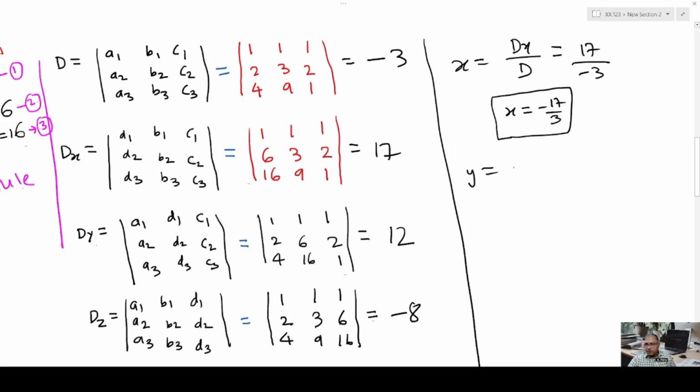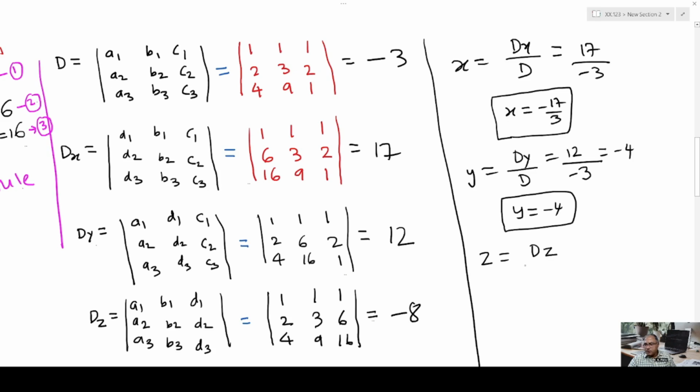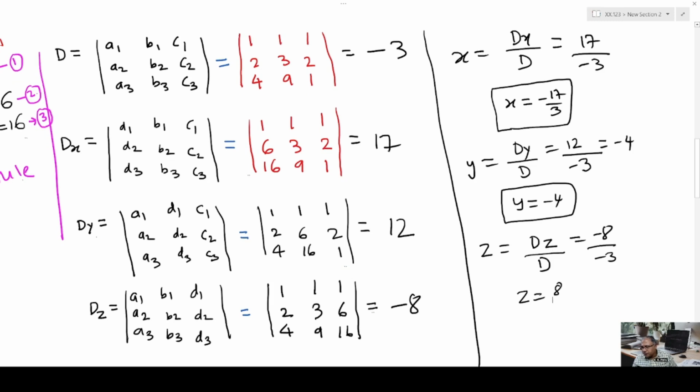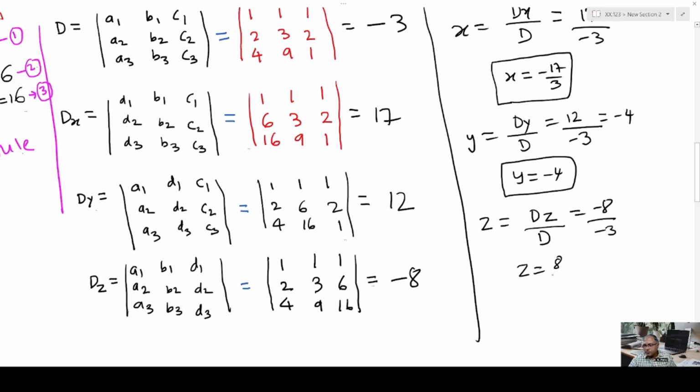After that y is nothing but dy upon d. What is dy? dy equals 12 and d value nothing but minus 3. So y equals minus 4. Therefore y equals minus 4, and z equals dz upon d. What is the dz value? Minus 8 and d value minus 3. Therefore z equals 8 upon 3.